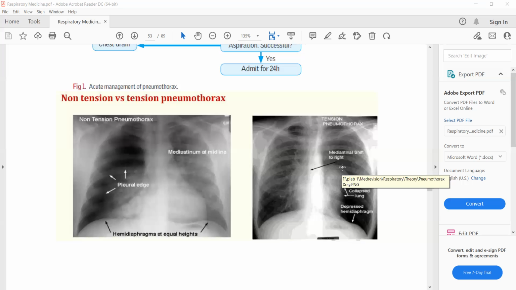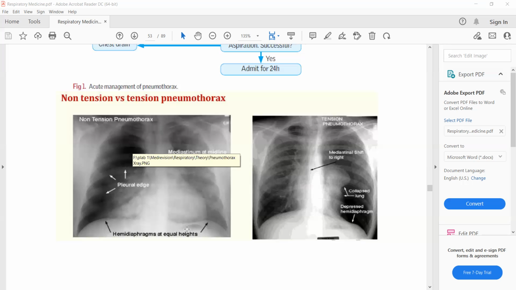Now, a tension pneumothorax and a simple pneumothorax. In tension pneumothorax, you can see that the trachea is deviated towards the opposite side, or there is mediastinal shift. The mediastinum that should be present here is shifted towards the opposite side, towards the right side. So this is a tension pneumothorax, and here you can see that the trachea and mediastinum are central. So this is a simple pneumothorax.